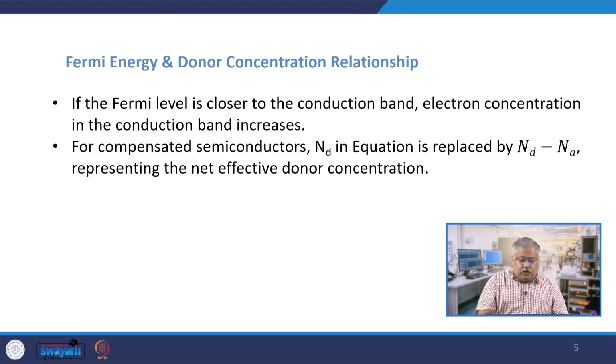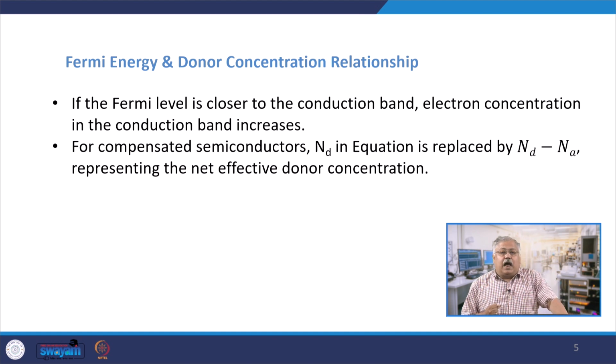Now, I have already told you, and this is the same one which we are doing. So, if the Fermi level is closer to the conduction band edge, concentration in the conduction band increases. I have just not discussed all those points in detail. Now, let us look at what is known as a compensated semiconductor. Now, I will tell you what is a compensated semiconductor. I will give you an example.